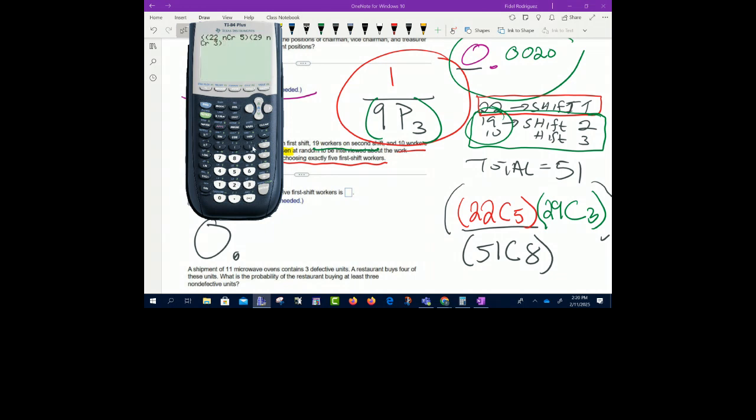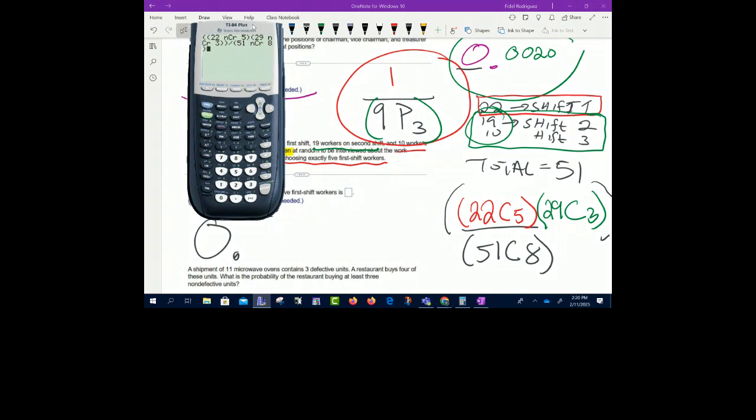Okay. And I close my parenthesis there, y'all. Okay. And I'm going to close it again. And then I'm going to go divided by, open up my parentheses one more time, 51, y'all, math, probability, and we're going to choose 8 because that's how many we're choosing in total, okay?